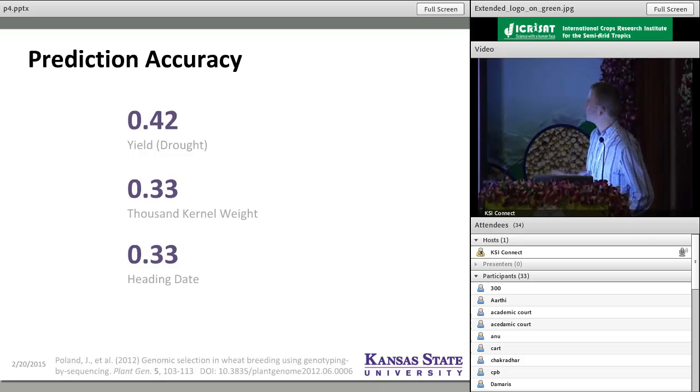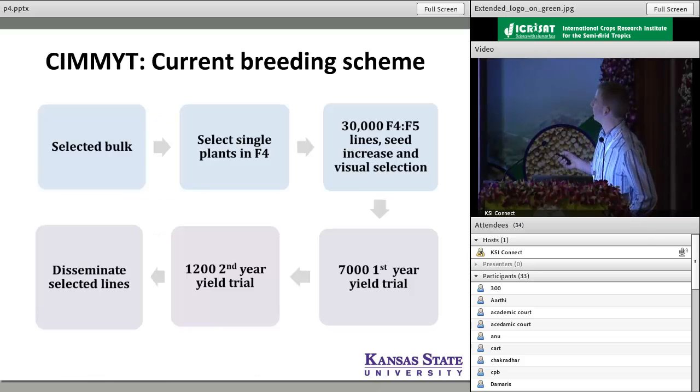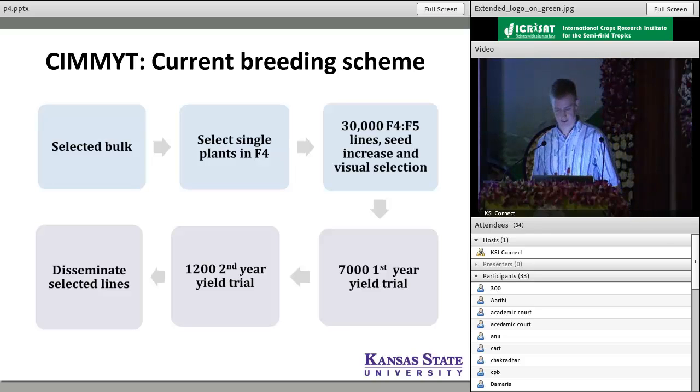So now to shift and talk about how this fits in, looking at the current breeding schemes at CIMMYT. It's going through a selective bulk program from the F4. You're selecting single plants, and about 30,000 of those go to F4-5 small plots, okay? From there, about 7,000 are advanced to first-year yield trials. We're at the point where we're genotyping all of these 7,000 each year. And then 1,200 advanced, and then those are disseminated after a second year of testing to the international nurseries.